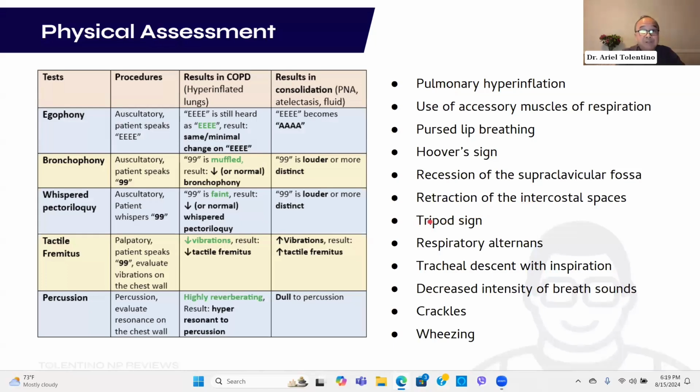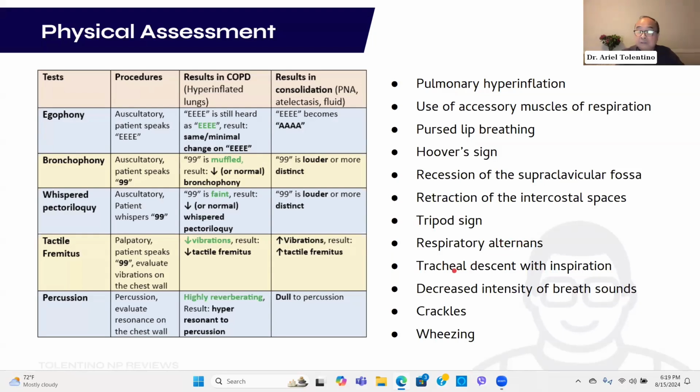Patient may exhibit the tripod sign, and this optimizes the movement of accessory muscles, those muscles in the shoulders, the neck, and the chest, to assist in the weakened diaphragm when inhaling and expiring. And that improves ventilation. Okay. We may also see respiratory alternance, and this is the alternating use of chest wall muscles and abdominal muscles for respiration. And this is very commonly seen when there's impending respiratory fatigue.